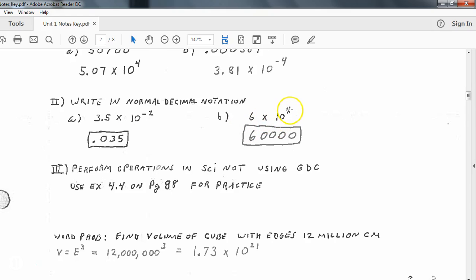For this one right here, you got a positive exponent. So again, this is going to be a number larger than 1 because of the positive exponent. With a 4, I'm going to move my decimal over 4 places to the right, and that gives me the 60,000 that you see here. And again, this is an exact answer. I did not change the value of what I started with. This would only count as 1 sig fig.